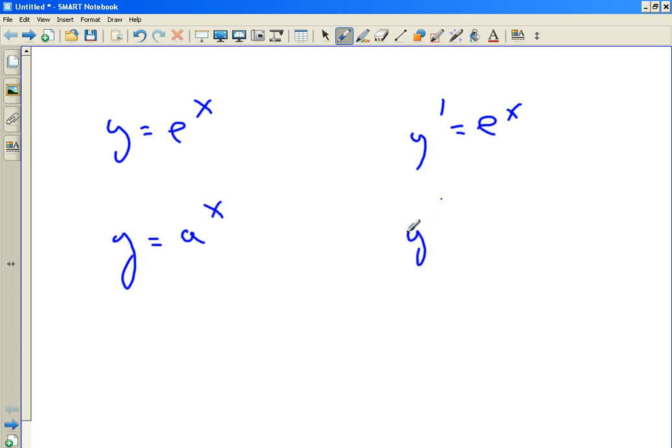What's the derivative of a to the x? a may not be e, but a is a constant, like 2 to the x. No? Okay, well, remember logarithmic differentiation? What if we take the log of both sides? What do you get?